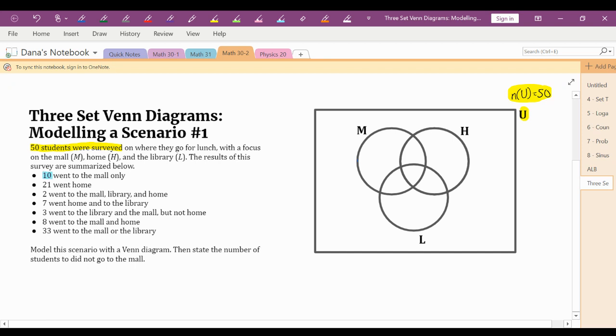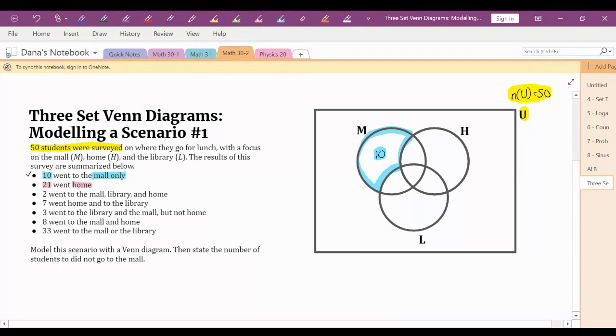10 went to the mall only. Mall only refers to this region. That region I can actually fill in because 10 belong in the mall only region. So let's check off that statement. We have used it.